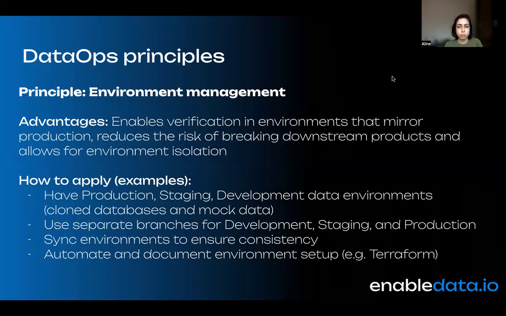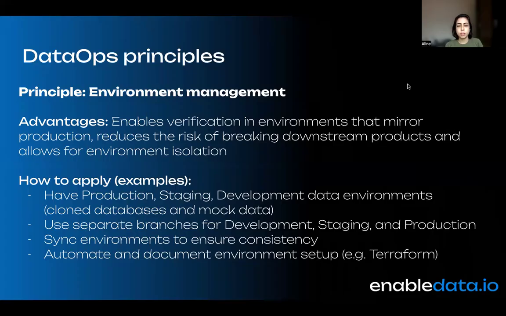Use separate branches for development, staging, and production. That will allow for code isolation. And you should also always sync your environments to ensure consistency, because otherwise you have your development branch not up to date with the production branch, or you don't have the code in production to test in development, which is not optimal.